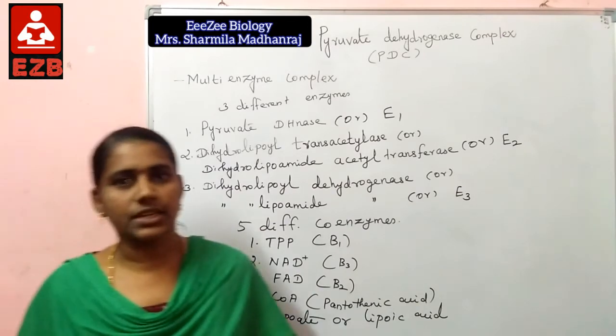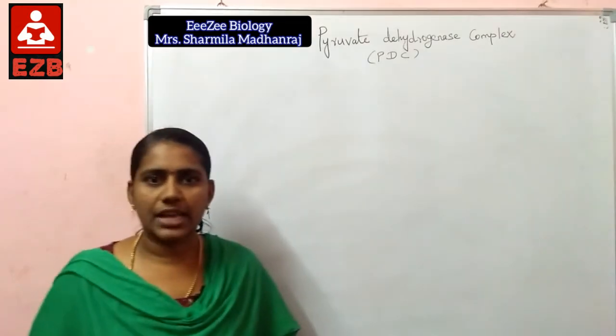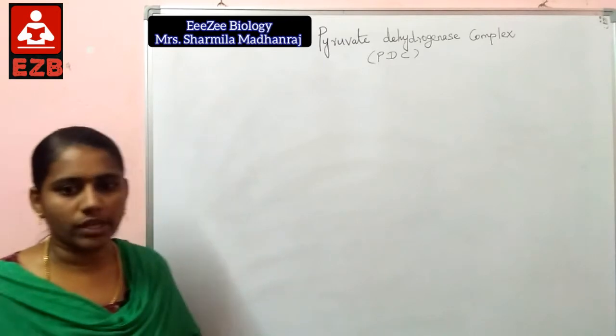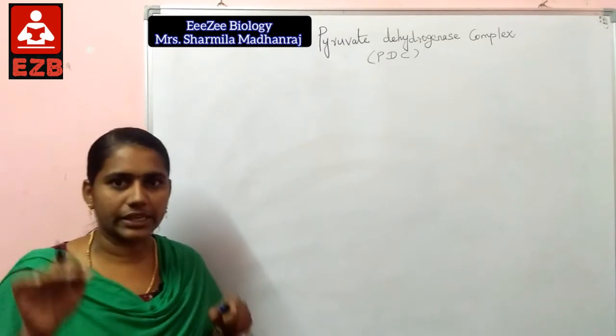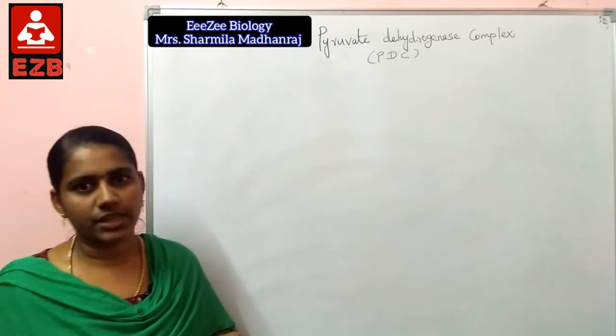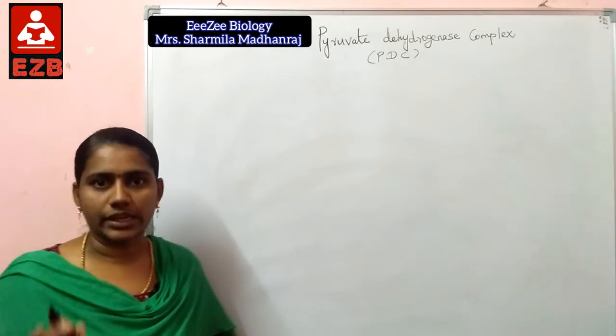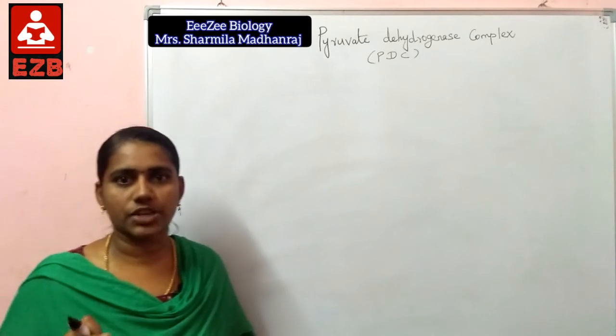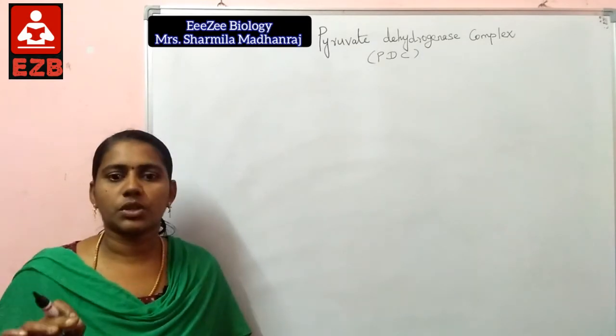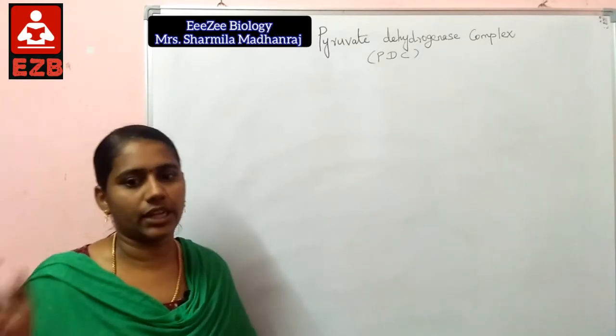Next, we will discuss the steps. Pyruvic acid reacts with coenzyme TPP, here with the help of the enzyme pyruvate dehydrogenase or E1 enzyme. In this step, decarboxylation takes place to give the product hydroxyethyl TPP.